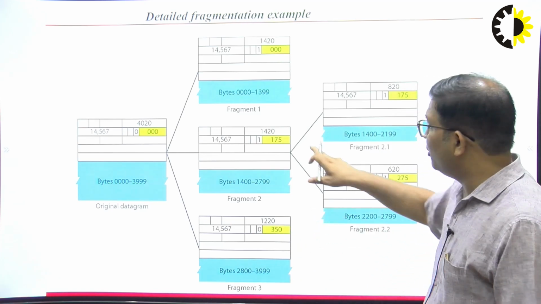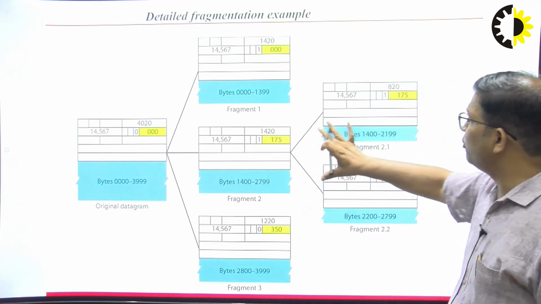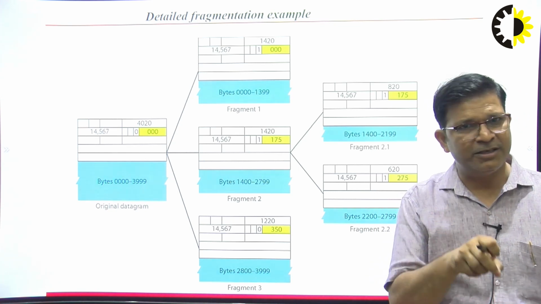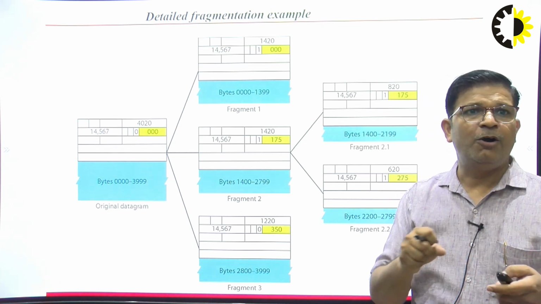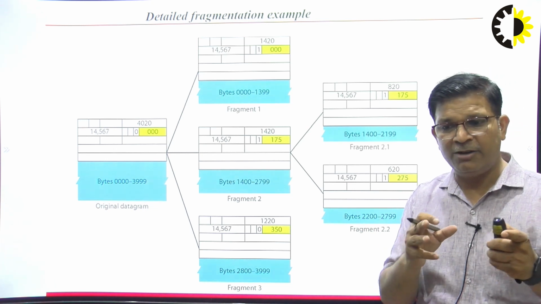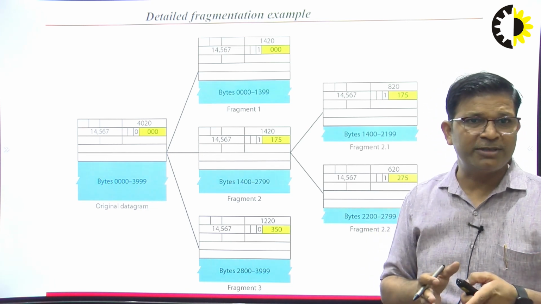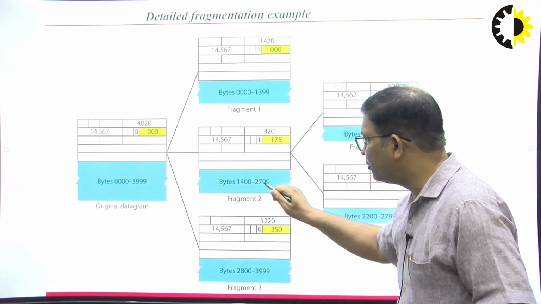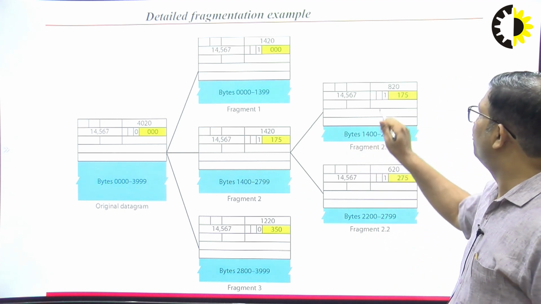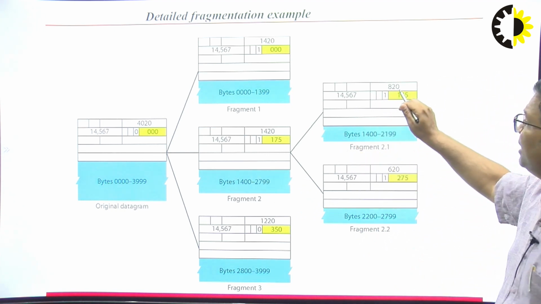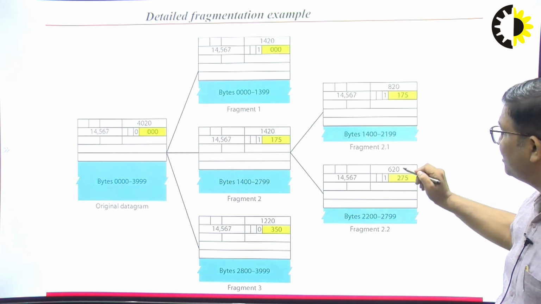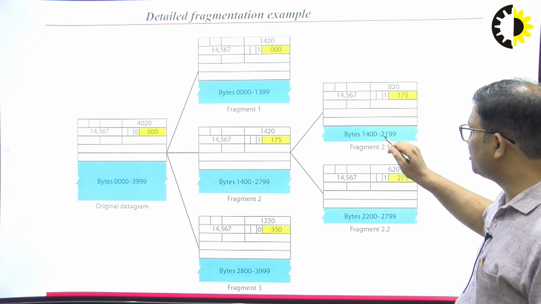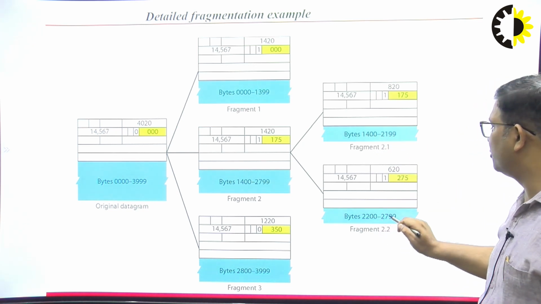Okay. So we can divide this fragment into 2 fragments also. This is done if there is congestion in the communication media, or we have to divide the packet into some smaller size. So how can we do it? 1400 to 2799 is 1420 with header. The sizes are 800 and 600 plus 20 header length. So the ranges are 1400 to 2199 and 2200 to 2799.